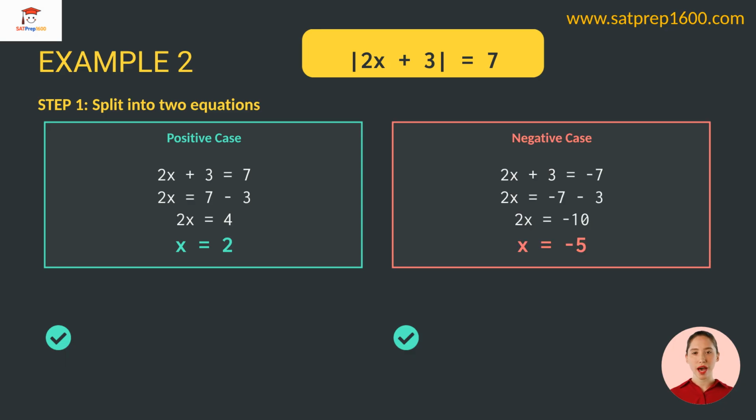Negative case, 2x plus 3 equals negative 7. Subtract 3 to get 2x equals negative 10, divide by 2, and x equals negative 5. Check time. Plug in x equals 2. The absolute value of 2 times 2 plus 3 is the absolute value of 7, which is 7. Plug in x equals negative 5. The absolute value of 2 times negative 5 plus 3 is the absolute value of negative 7, which is 7. Both check out.